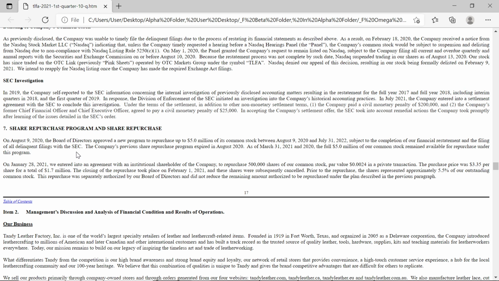So here they talk about, this is relevant, the share repurchase program and an actual share repurchase. So we're looking at them right here.